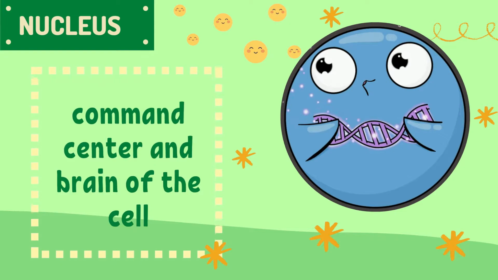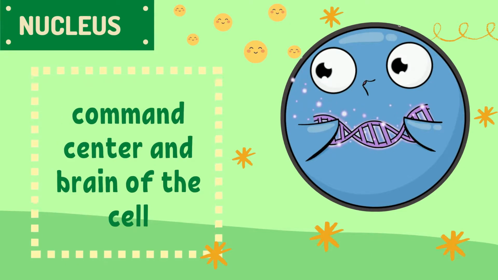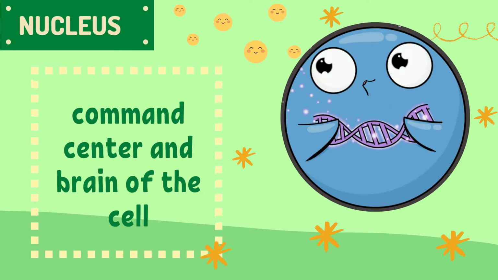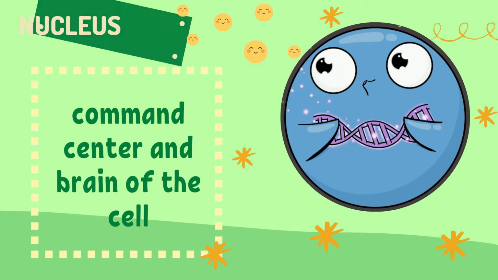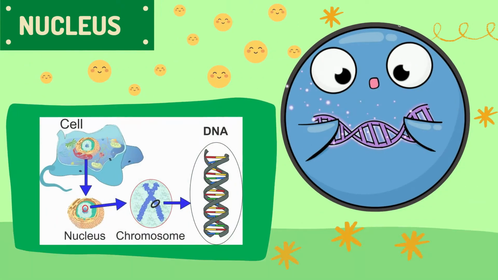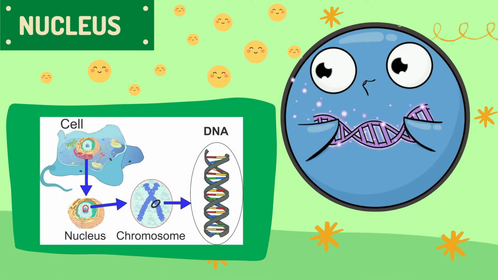First is the nucleus, which is known as the command center or brain of the cell. It is considered as a cell's brain because, just like the human brain, it directs all the cell's activities. It also contains majority of the cell's deoxyribonucleic acid, or DNA, which carries the instructions the organism needs to develop.